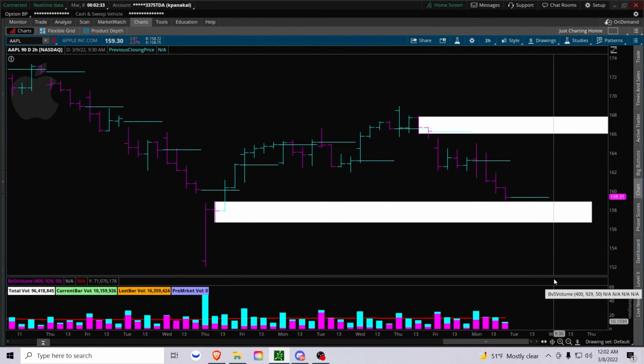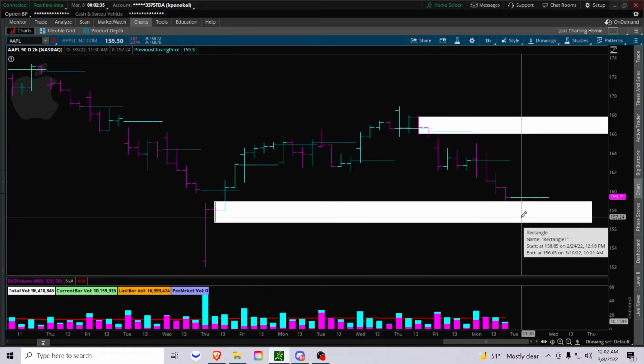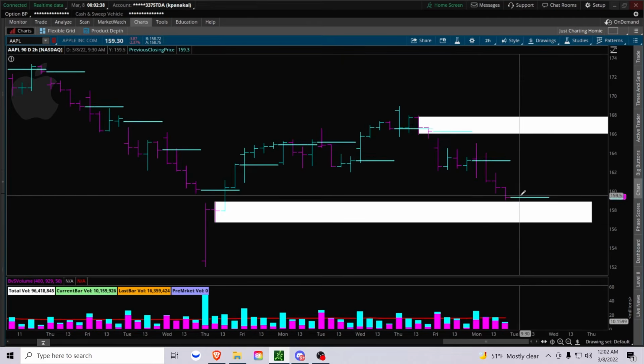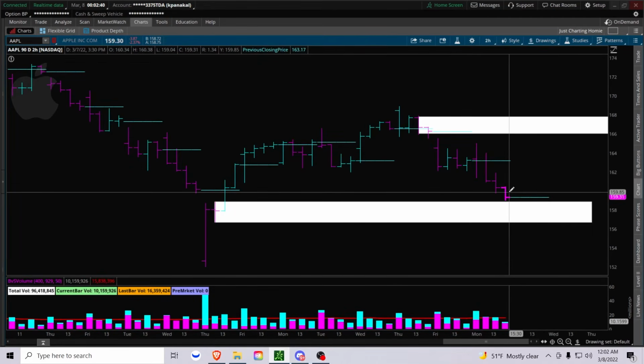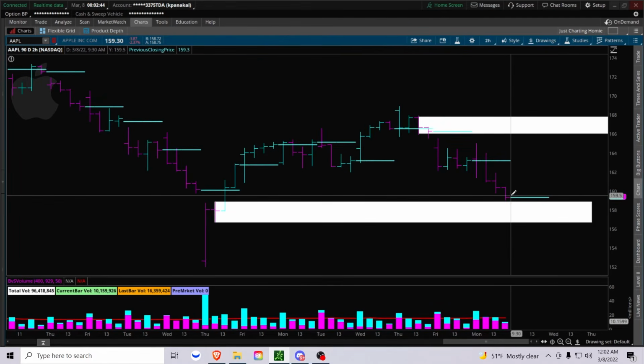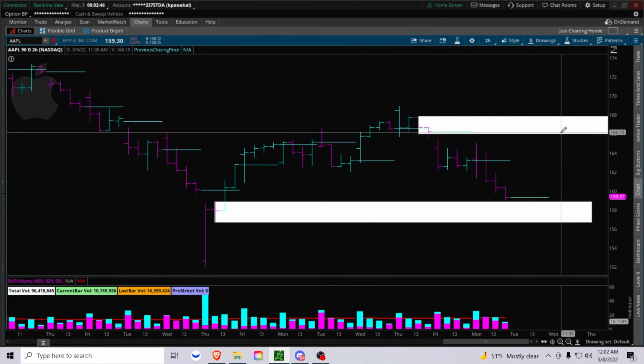But if anything, if we still open around the same range tomorrow, if it is good news, we could probably see a bounce off of this zone right here, and you trade into the supply zone. And then we would just have to see how this trades.